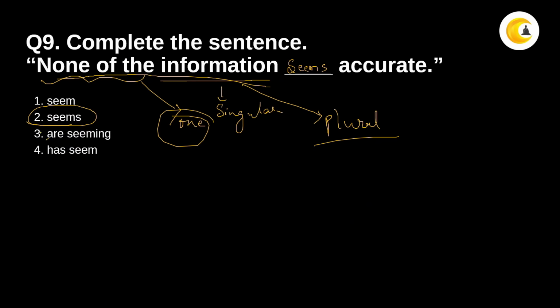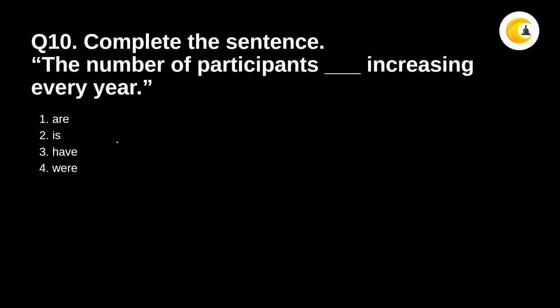Okay, it won't be are seeming. You don't use none of them along with are seeming. Are does not come. You directly use the word. Okay. Moving on to the next one. You have your 20 seconds. Give it a shot.